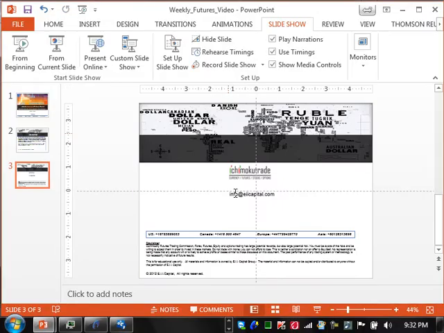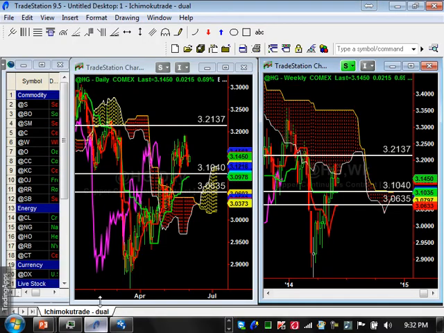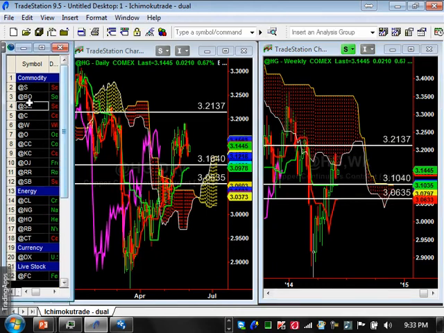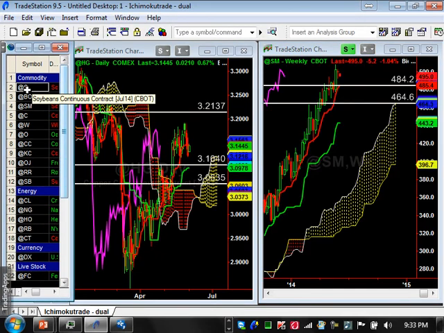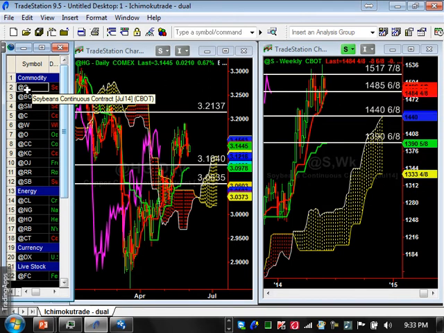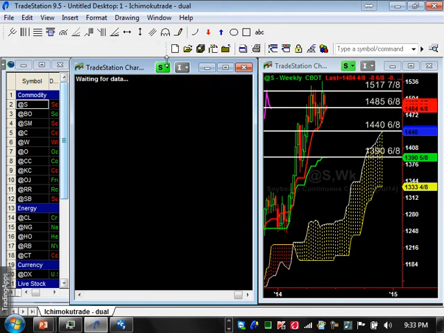Okay, let's go straight to TradeStation and start looking at charts. Remember, on the left hand side is the daily time frame, right hand side is the weekly time frame. These support resistance lines that you see are basically from the weekly time frame, and that's giving you a long-term projection of where the support resistances are. So the first one, oops, there's no linking here. Let's get that link going.